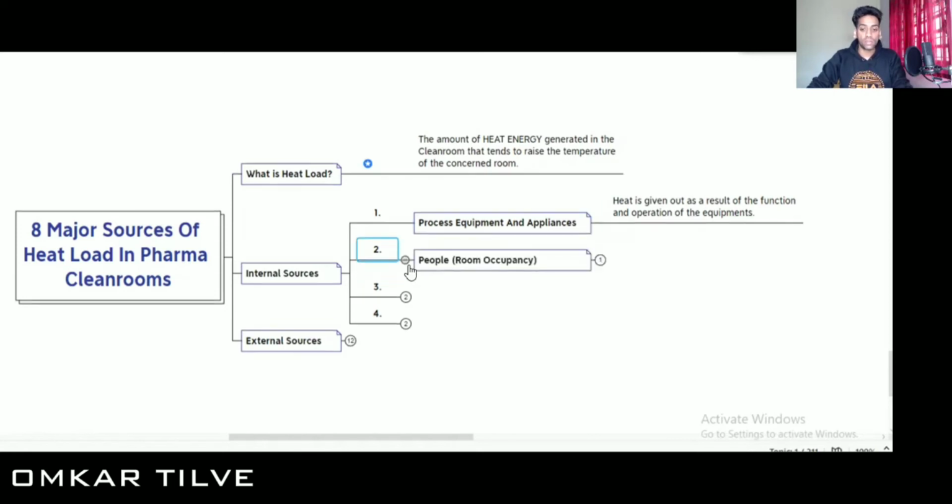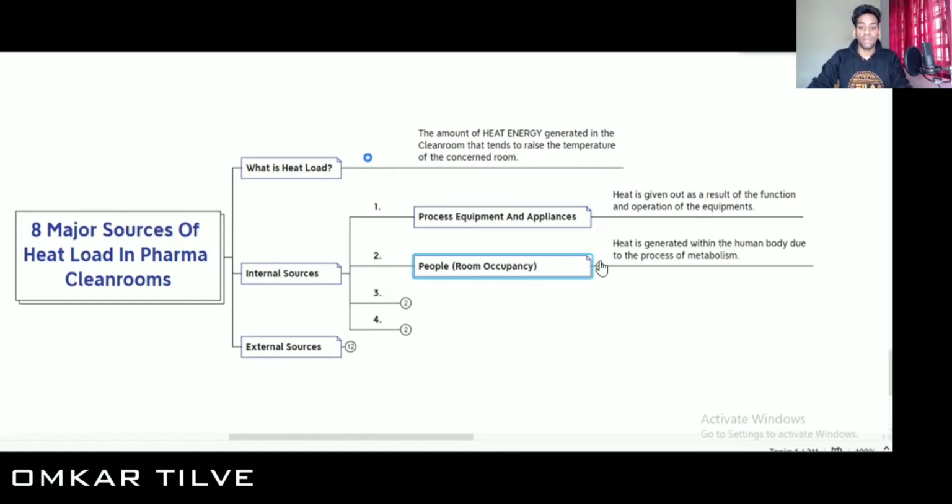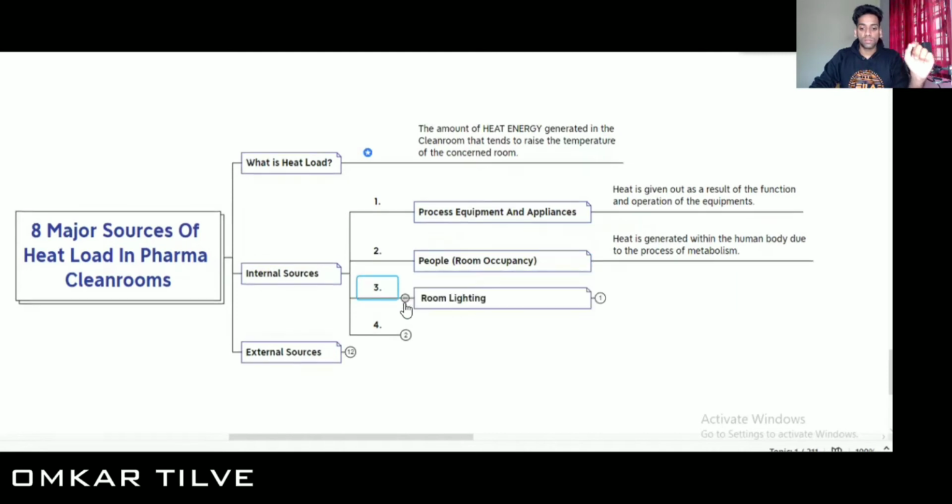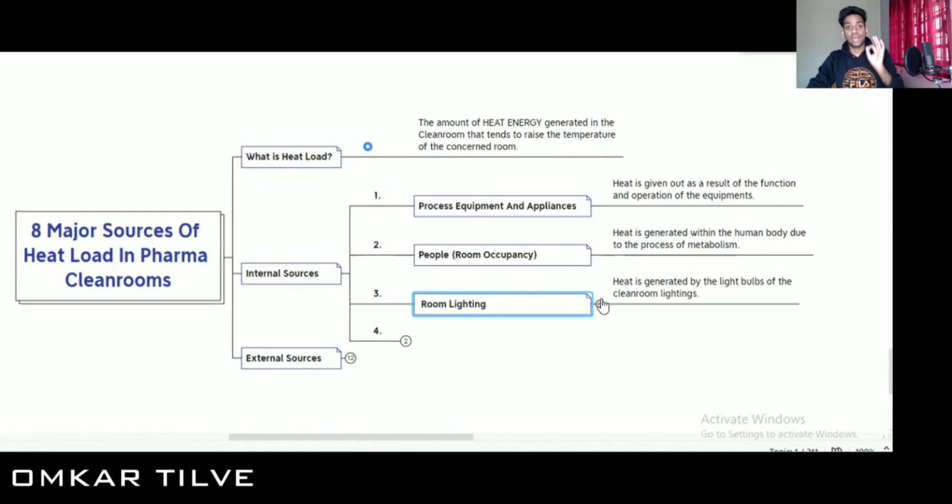The second internal source is the people working in the clean room, or the room occupancies. Heat is generated within the human body due to the process of metabolism. So, the number of people working in that particular clean room should also be taken into account while designing the heat load. The third internal source is the clean room lighting, because the electric bulbs in the clean room lighting also dissipate heat in the clean room, so this should also be accounted for.